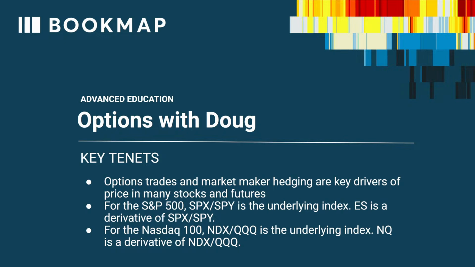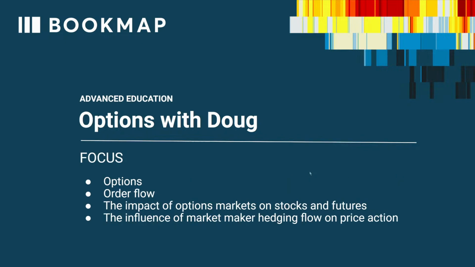For the NASDAQ 100, NDX is the underlying index. QQQ is the much more liquid ETF version of that index, and the NQ futures contract is a derivative of NDX. When traders buy and sell puts and calls in NDX and QQQ, market makers take the opposite side of those trades and hedge their delta exposure with NQ futures. The focus of my presentation today and of the Options-Doug chat channel is options order flow, the impact of options markets on stocks and futures, and the influence of market maker hedging flow on price action.